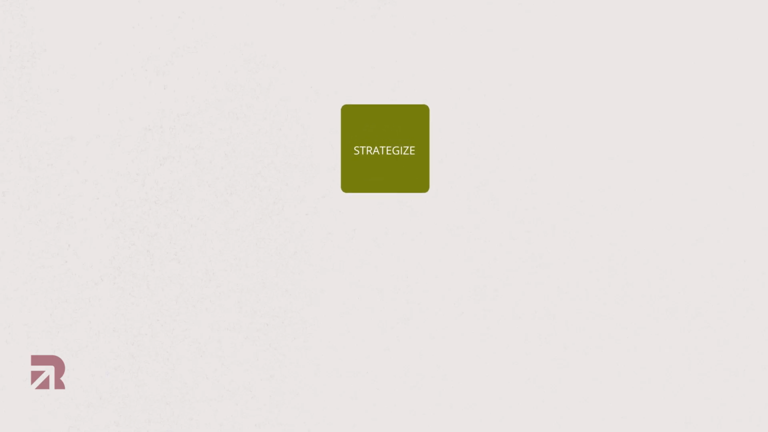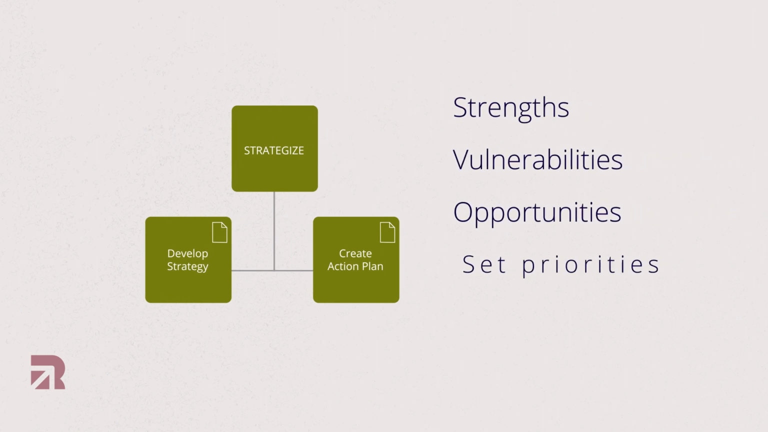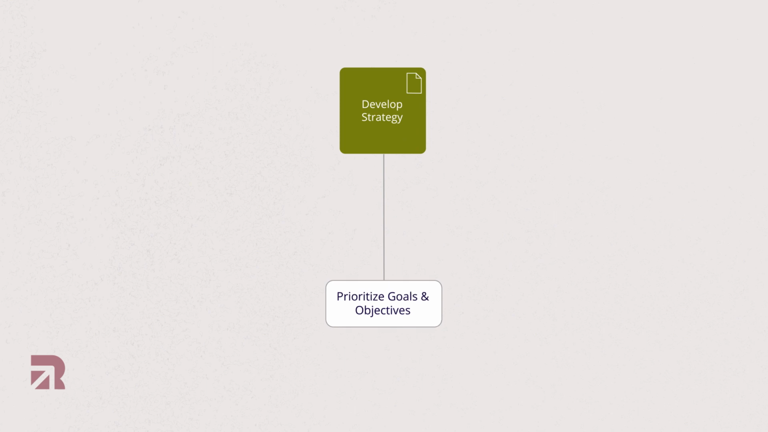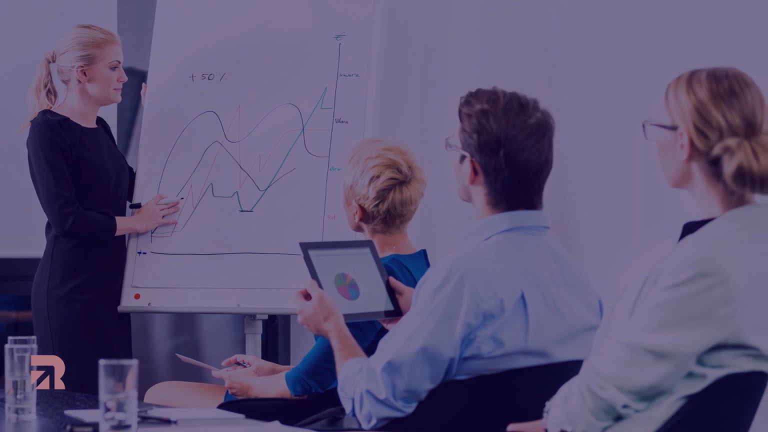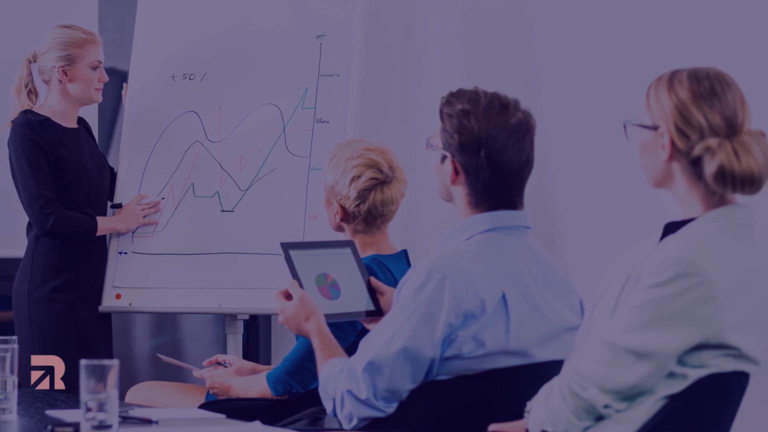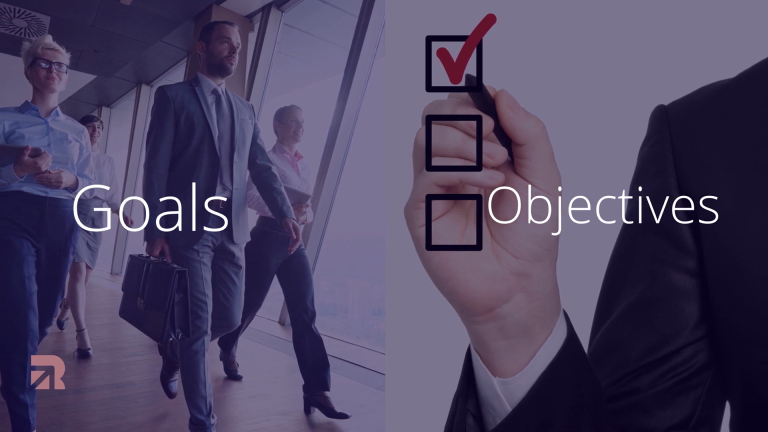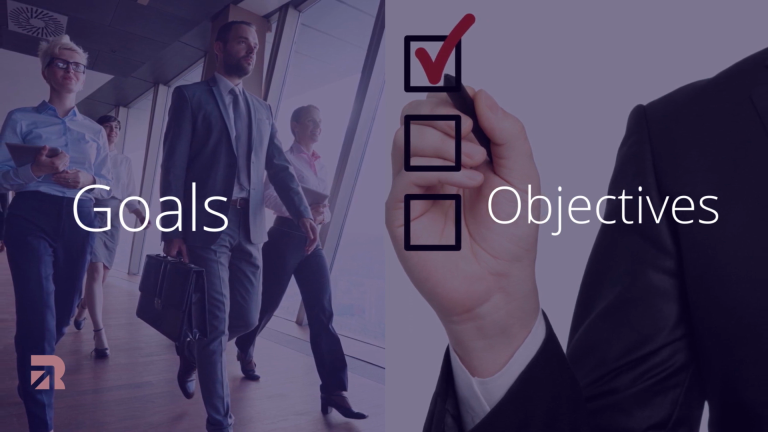As you begin the strategize stage, you consider your strengths, vulnerabilities, and opportunities, set priorities, and develop a plan of action to expand your relationships and grow revenue. The first strategize activity is to develop your strategy based on the assessments you performed. Your focus is on moving from your present position with the customer to your desired position by developing goals and objectives for your customer relationship based on the output of the analysis you have completed. Goals are what you want to accomplish long-term in this relationship. Objectives are the short-term targets needed to reach your goals.